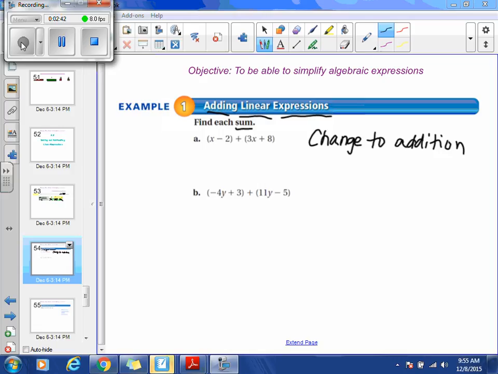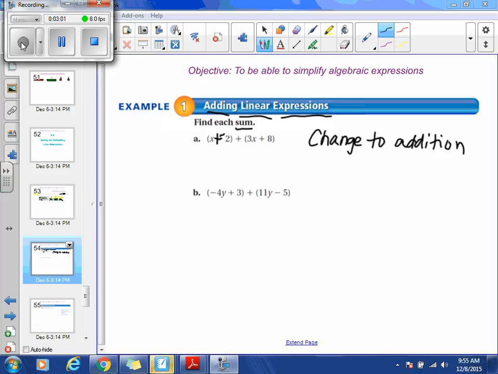Remember to pause at any time if you need more time before I go on. All right, so we're going to change to addition. So right here, I'm going to change this to x plus negative 2. Then we are going to get rid of the parentheses, because when you have an expression that's all adding, the parentheses do not change your answer.